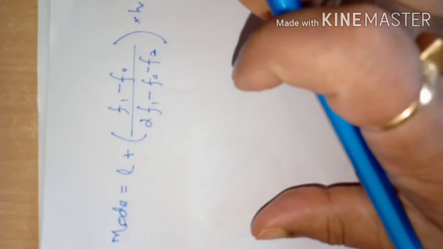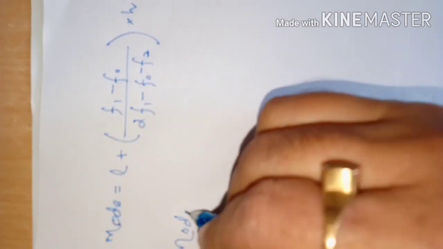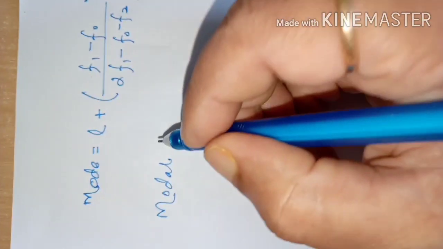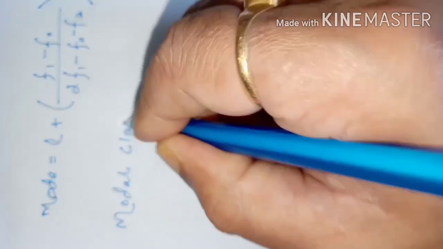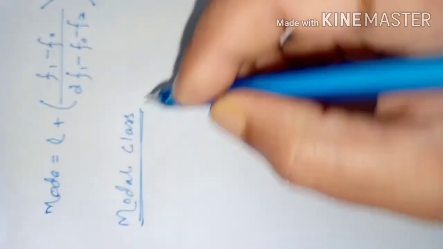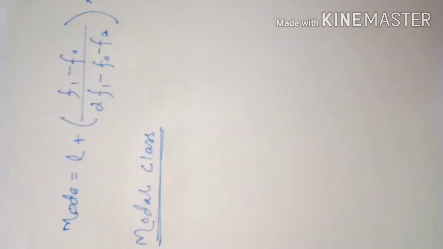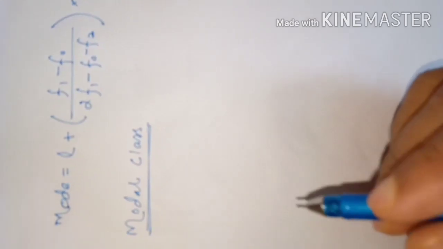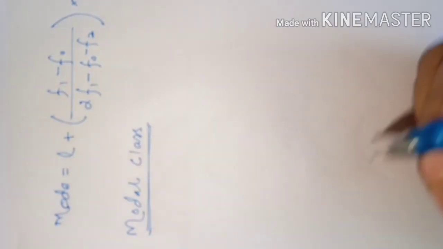Let me tell you. First of all, here we need to find out the modal class from the given distribution. Now we have to know one term called modal class. What is modal class? Let me tell you. Modal class is the class which contains the highest frequency.